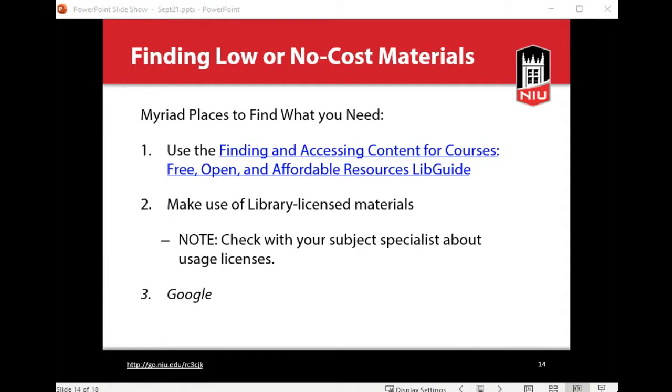And so if we can put into the chat the link to the finding and accessing content for courses. Okay. So we've put together a research guide that has a lot of resources on finding low and no cost materials. But one of the things specifically here is the various repositories where you can search to find these materials that have these open licenses.